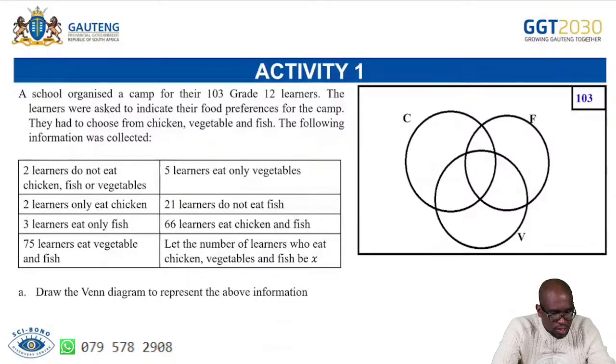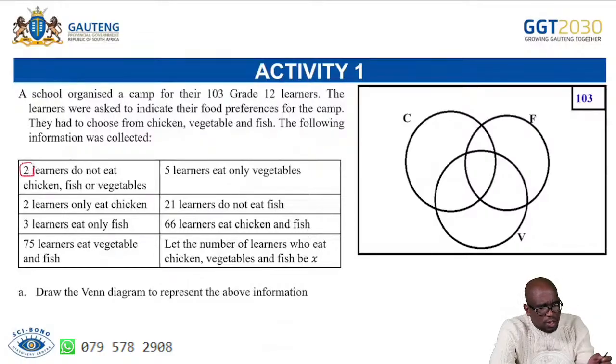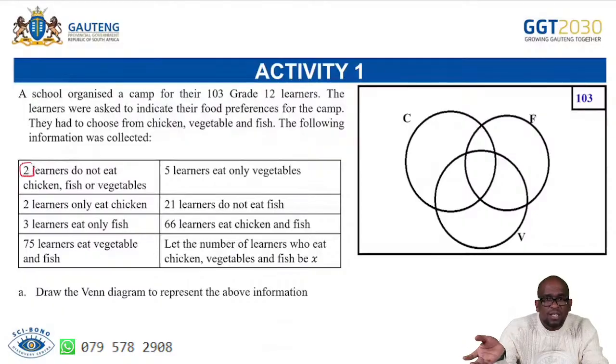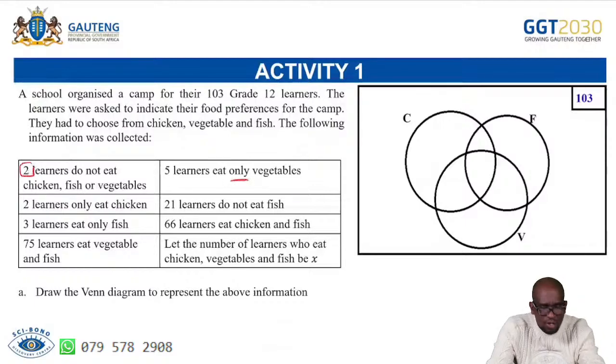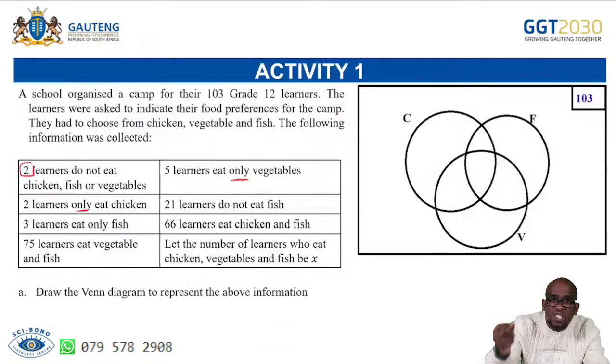2 learners do not eat chicken, fish, or vegetable. So you can see the 2 here. They should lie outside. They are still in the camp, but they do not prefer any of these. They do not eat any of these 3 choices. 5 learners eat only vegetables. So you can see they've used the word only there. 2 learners eat only chicken. They've used the word only there, so you can just fit it straight to the Venn diagram.